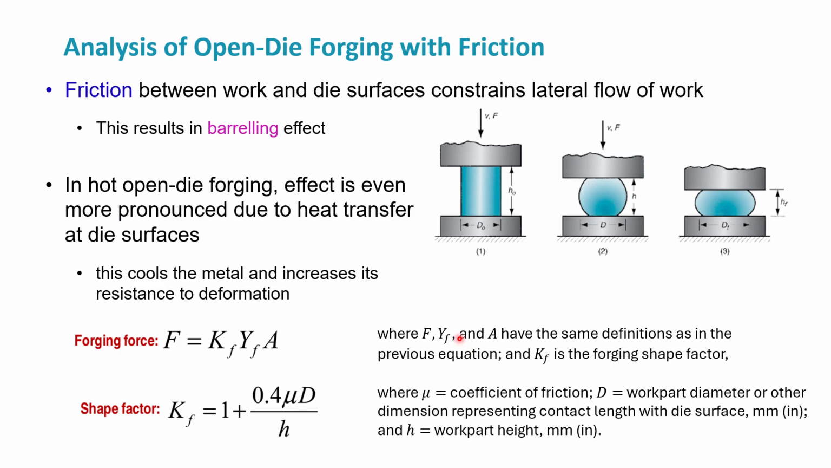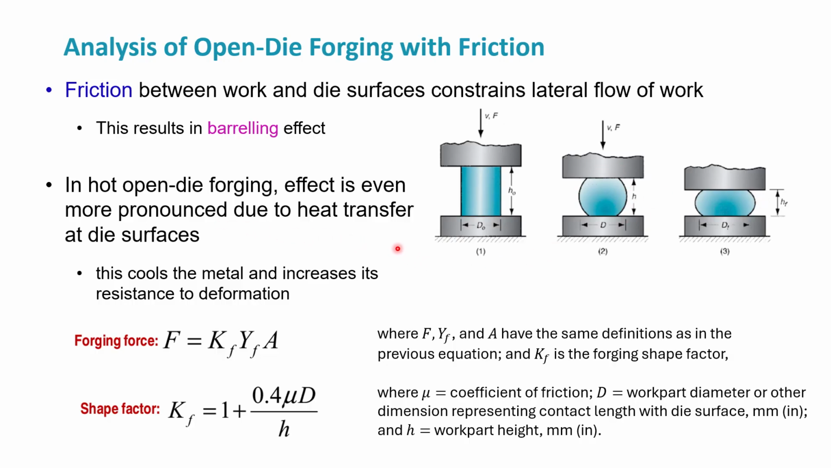Now, in real life, an open die is usually going to have friction. The friction between the work and the die surface constrains the lateral flow of the work, and this results in the barreling effect, because these two surfaces are attached. But still, we need to reduce the height. So what's happening is that this surface is not moving due to the friction, and thus we are going to have the barreling effect for the part.